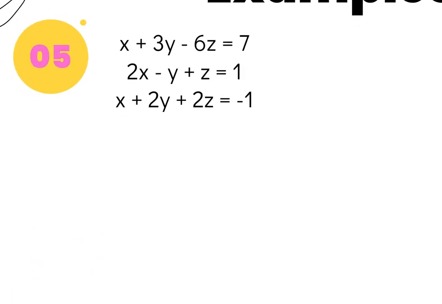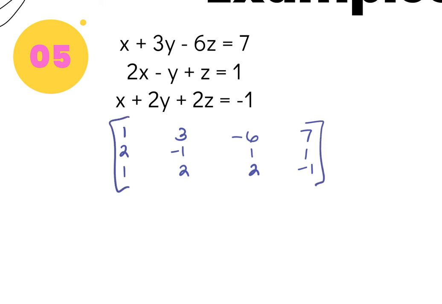All right, step 1, the easy step. Rewrite your rows in matrix form. So what's row 1? 1, 3, -6, 7. Row 2, 2, -1, 1, 1. Row 3, 1, 2, 2, -1. All right, so step 1 is already done for us. There is a 1 in the top row, top column.